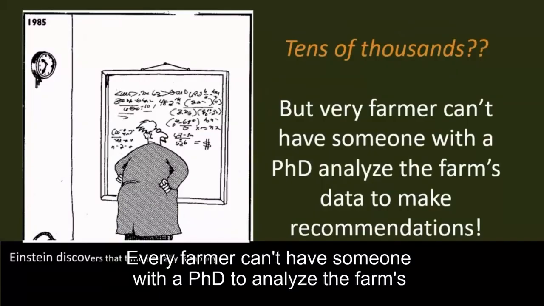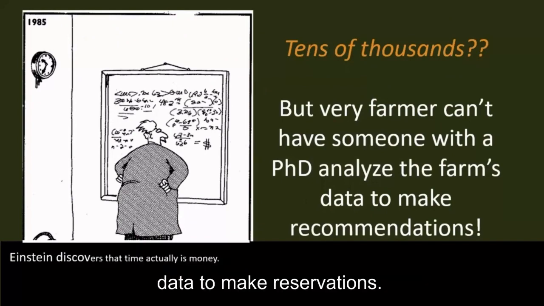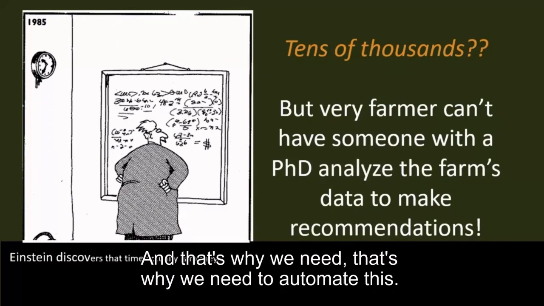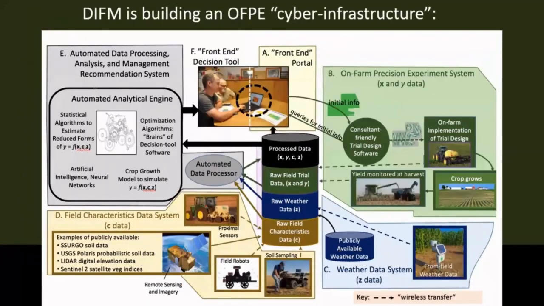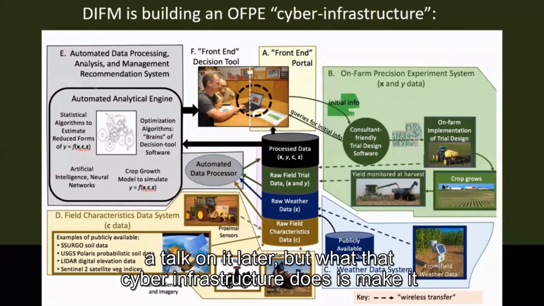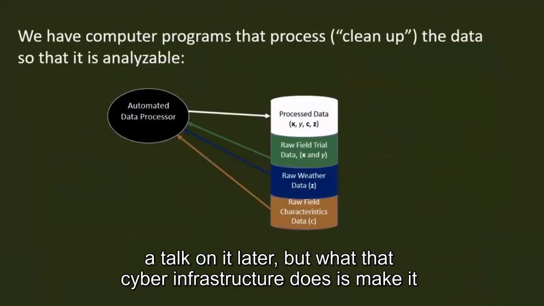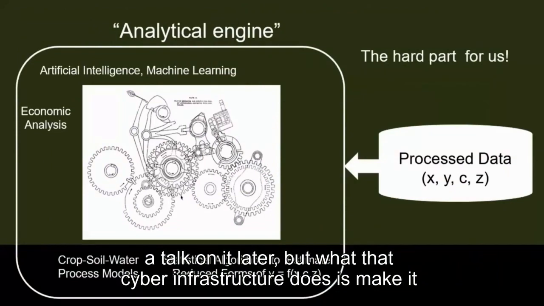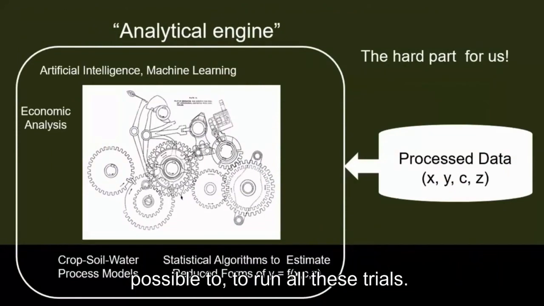All right. Every farmer can't have someone with a PhD to analyze the farm's data to make recommendations, and that's why we need to automate this. Okay. We're building a cyber infrastructure, and I'm not going to go into this very much because I'm going to give a talk on it later. But what that cyber infrastructure does is make it possible to run all these trials.